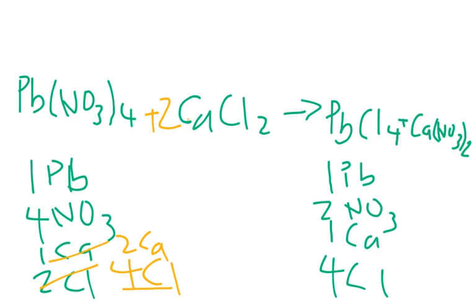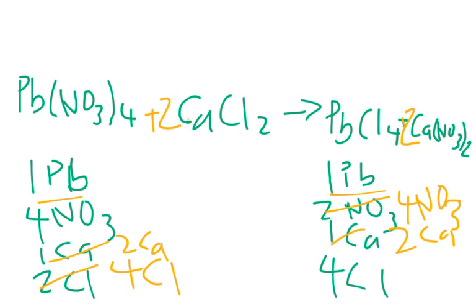And look, our chlorides are balanced, but our calciums are thrown out of whack. So let's fix that. If we want 2 calciums on the right side, we simply put a 2 here. And that would give us 2 calciums and 4 nitrates. And look at that, everything is balanced, coincidentally. 1 lead, 4 nitrates, 2 calciums, and 4 chlorides on both sides. So this is a balanced reaction, and now let's move on to our next problem.